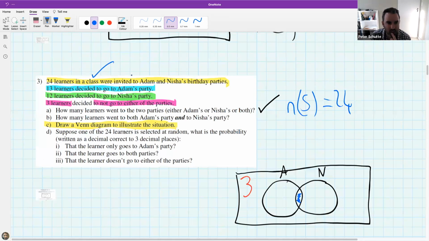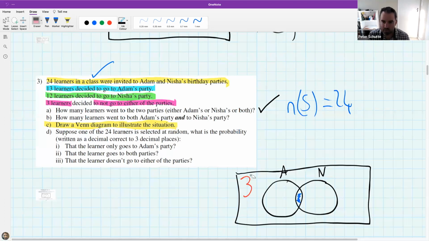24 in a class were invited to Adam and Nisha's birthday party. I want to know how much goes inside here. Well, I was thinking inside here and here would be 21, because 3 don't go in here. These two circles need to add up to 21. Now, that's not the only way you could do it, but that's one way.